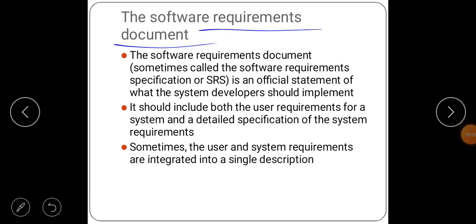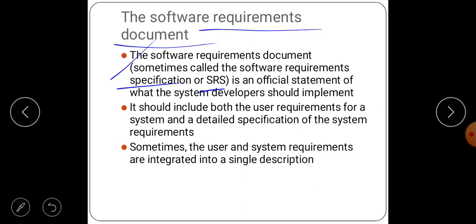Hi students, next topic is the software requirement document. The software requirement document is sometimes called the software requirement specification, nothing but SRS. This SRS, or software requirement specification, is the other name for the software requirement document. What is this SRS?